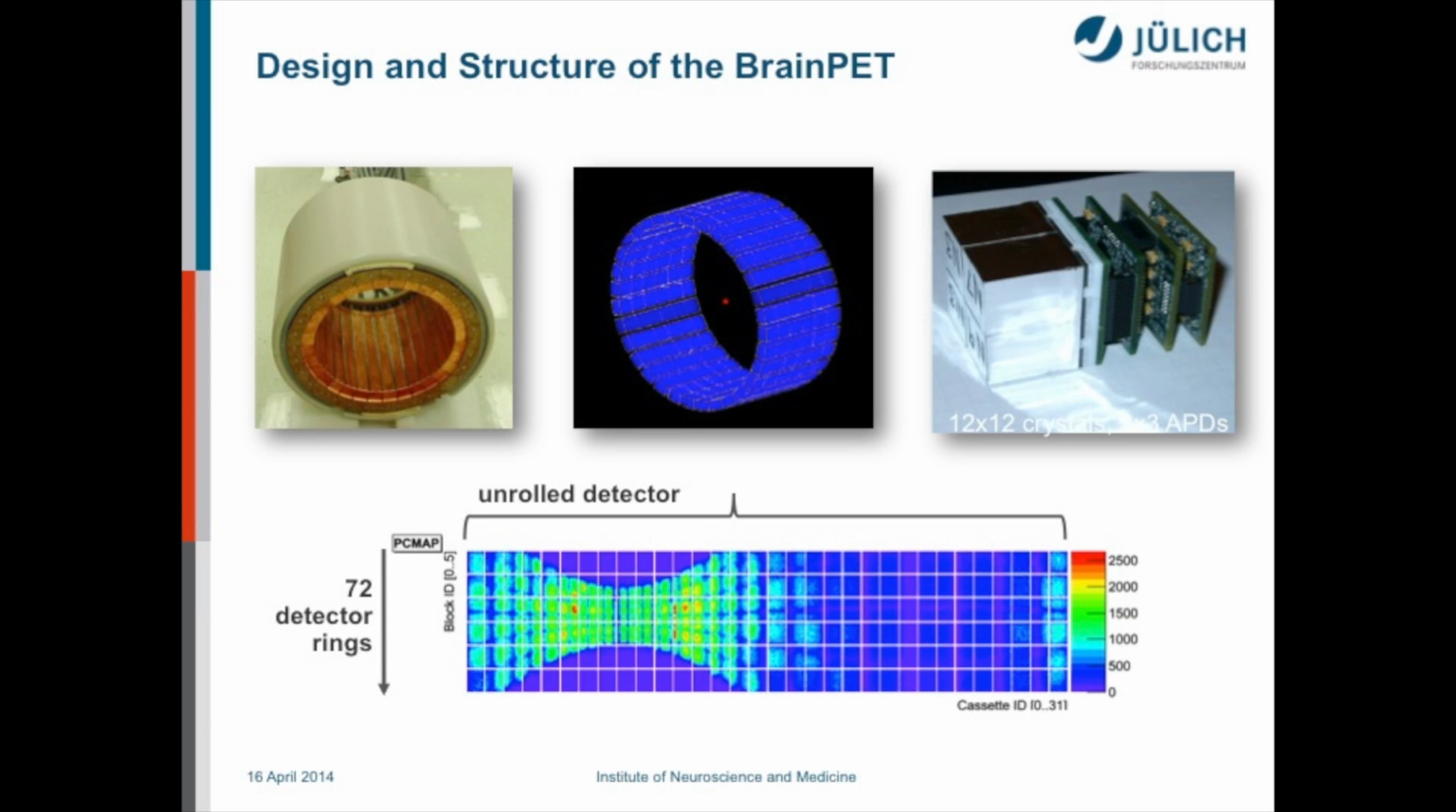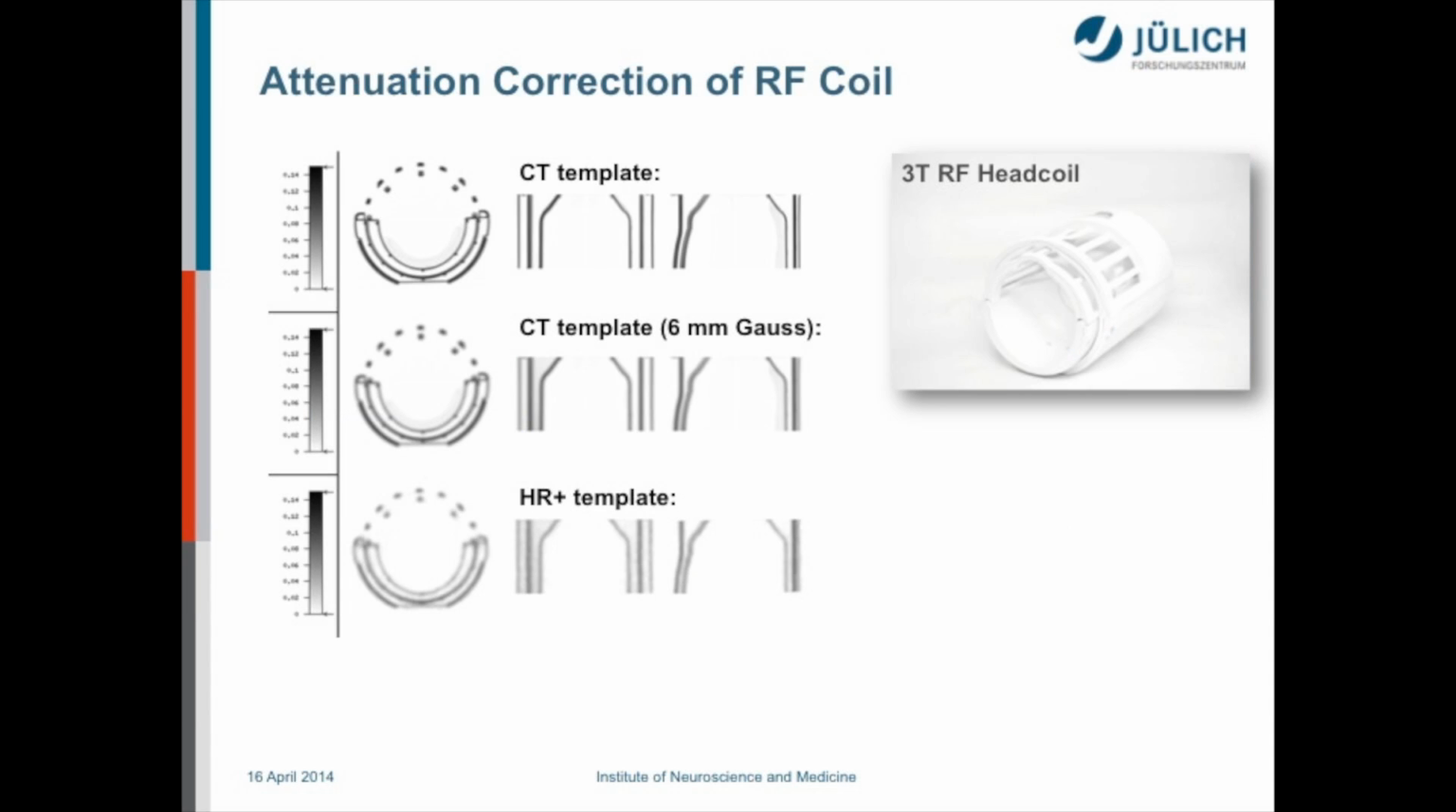So again, this is the schematic of the detectors unrolled, and you get some map like this, clearly not satisfactory, and we have to do something to correct that. Also, we need to take account of the fact that we've got an RF coil inside the PET detector. There's a CT template of the coil. There it is, somewhat smooth, and a similar template obtained from the standalone HR Plus scanner.